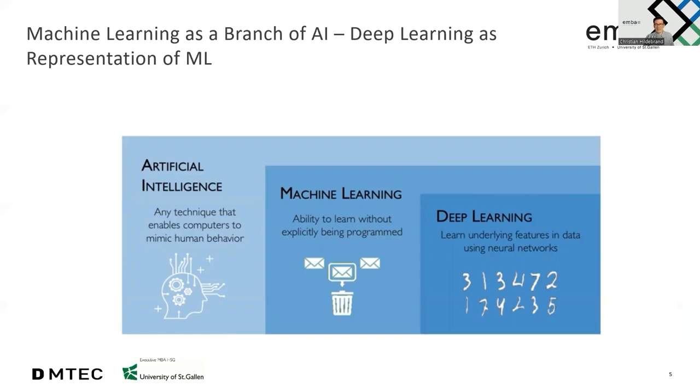Machine learning is one specific type of AI. It's the ability to learn without explicitly being programmed from all kinds of data sources that are inputted to a model. And there's specific techniques that we use in machine learning. So one of the super hype techniques is one form that is called deep learning. So it's learning underlying features in data, in this case, neural networks.